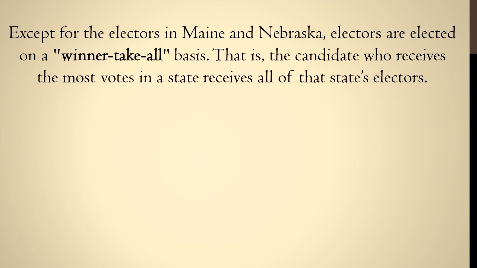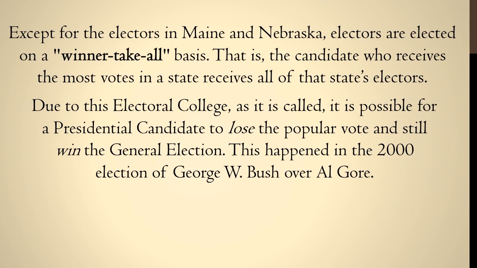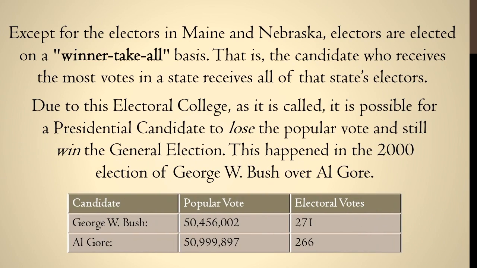Except for the electors in Maine and Nebraska, electors are chosen on a winner-take-all basis. That is, the candidate who receives the most votes in a state receives all of that state's electors. Due to this electoral college, as it is called, it is possible for a presidential candidate to lose the popular vote and still win the general election. This happened in the 2000 election of George W. Bush over Al Gore.